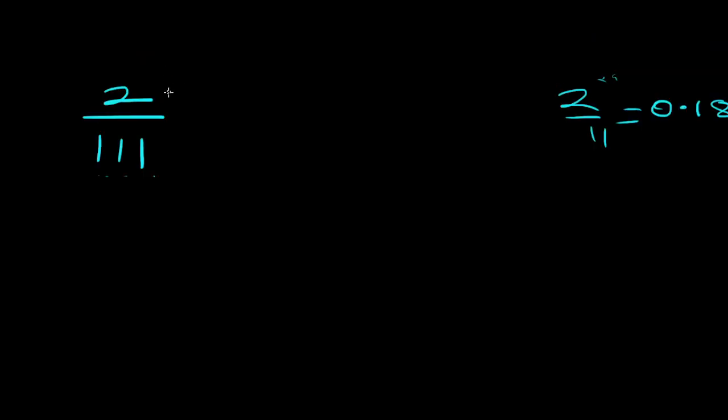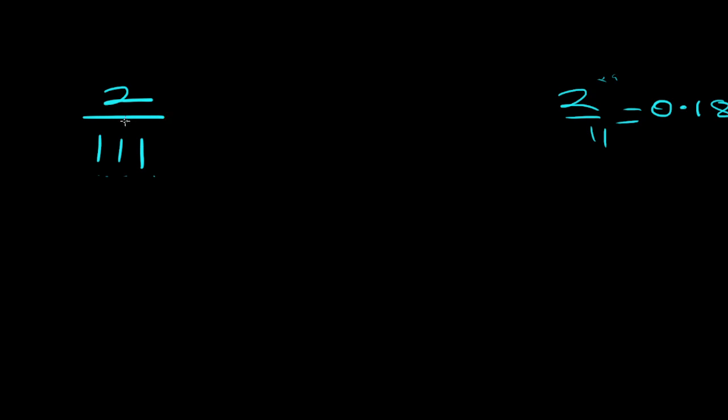So let's say this time we have 2 over 111. What do you think the result is going to be? Now, to help us see what it is going to be, imagine we had 2 over 11. Remember, we said it's going to be 0.18 because 2 times 9 gives us 18. But this time, the denominator is 3 digits.